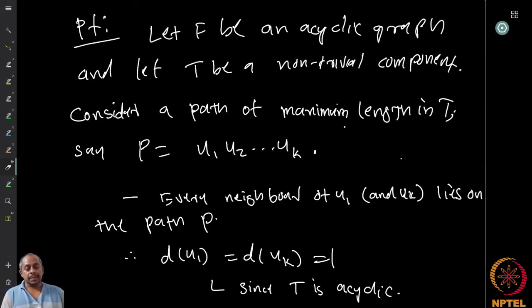Let F be an acyclic graph and T be a non-trivial component. Now consider a path of the maximum length in T, say P equals U1 to UK. Every neighbor of U1, as we mentioned, and of course UK also, lies on the path P, right? Because otherwise there is a longer path. Now if there is a neighbor other than the immediate neighbor in the path, then there is going to be a cycle. So therefore, since the graph is acyclic, the vertices have degree 1, right?